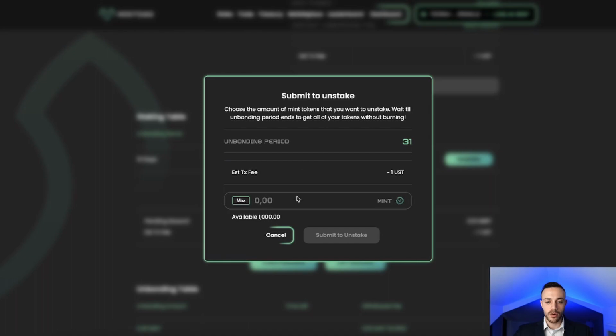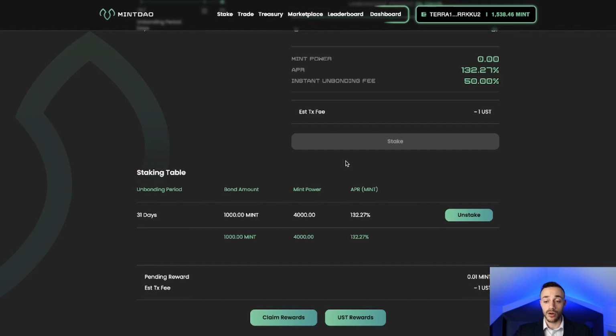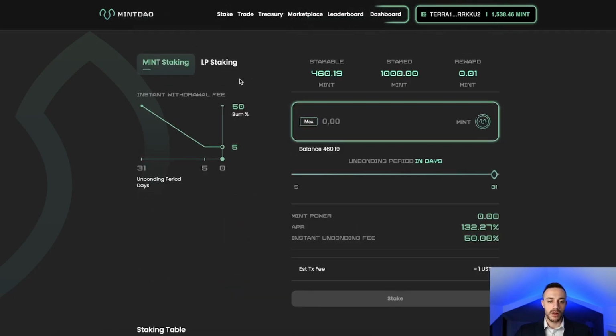All right. And then if you wanted to unstake your funds, this is how you do it as well. You would hit unstake over here. And you can see right here, it's a 31-day unbonding period. If I wanted to, I can unstake 1,000 tokens. That's how you do it. I know I get asked on all my staking tutorial videos, how do you unstake? This is how you unstake. You simply hit the unstake button within the stake tab of the application.